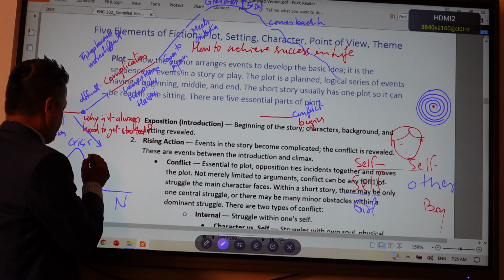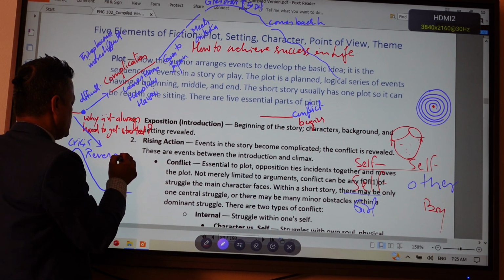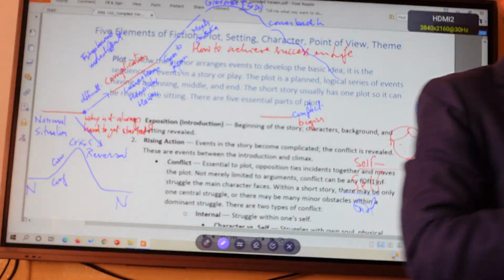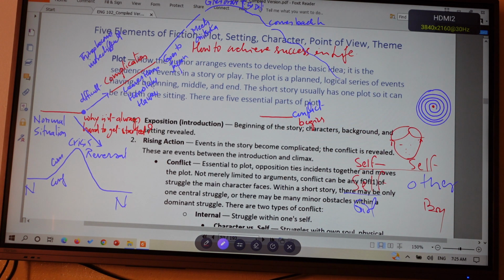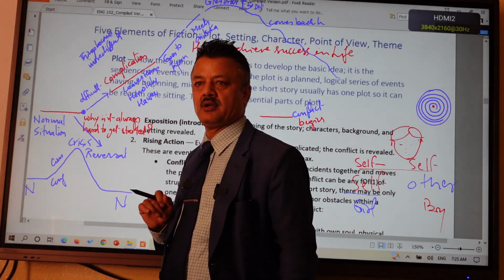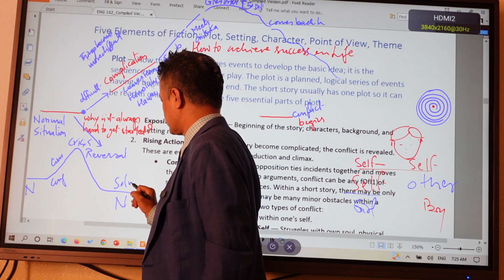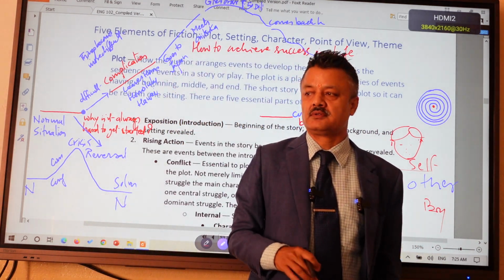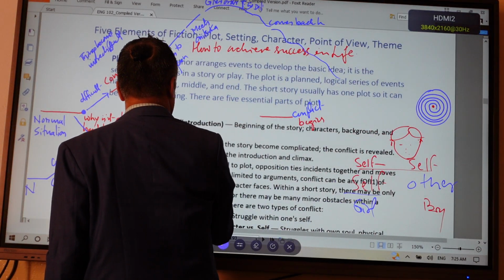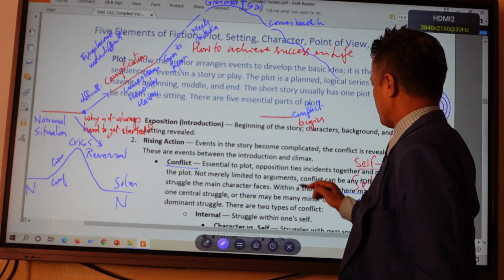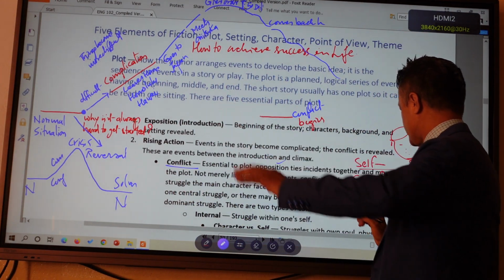And after crisis, what happens? You see reversal. What is reversal? Reversal means situations start changing. After crisis, things start sorting out. They become positive, and you have solutions now. And then you move ahead, and again you achieve normal. All your problems are solved, and the story comes to an end. A normal pattern for a story. So, as you can see here, rising action, conflict, opposition, incidents. I won't explain these things. I've explained them quickly.